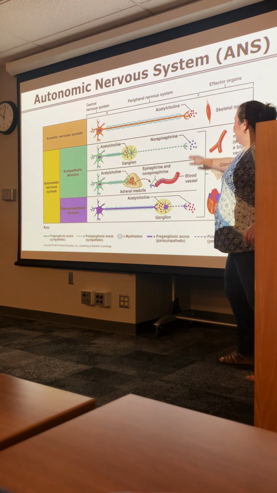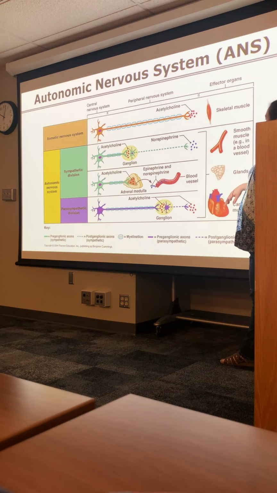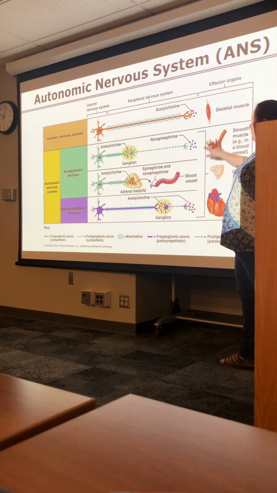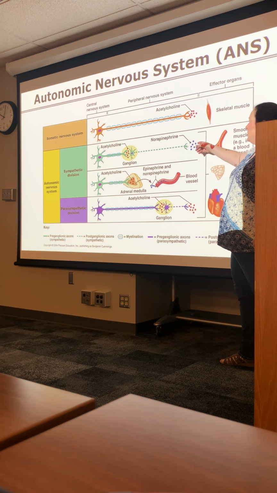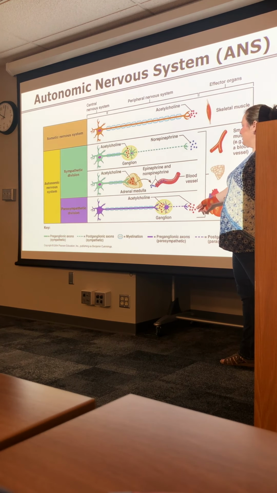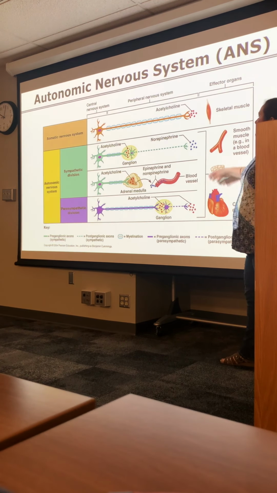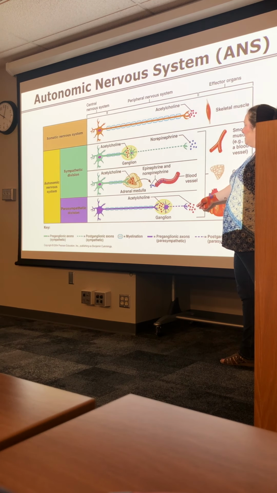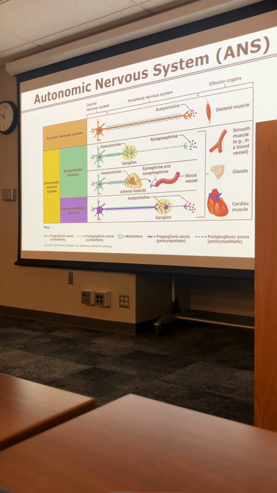Now the second neurons are going to be talking to the same thing, so we need to make sure that those effector organs know, hey, there's more norepinephrine, or there's more acetylcholine, who's in charge here? And so norepinephrine is coming from the postganglionic sympathetic neuron here, and we see acetylcholine is coming from the postganglionic parasympathetic neuron here.